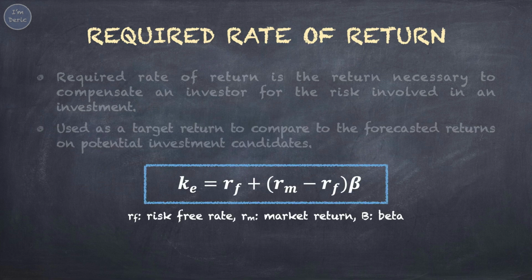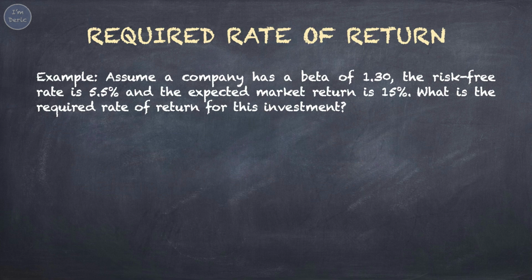To calculate required return, we take risk-free rate plus market return minus risk-free rate times stock's beta. For that, risk-free rate is the rate of return of an investment with zero risk, usually represented by return of treasury bill. Market return is the rate of return based on market index, whilst stock's beta measures the market risk of an investment. Let's take an example.